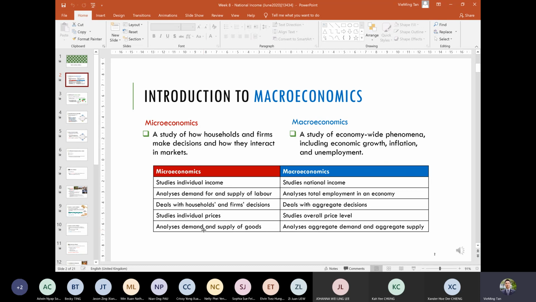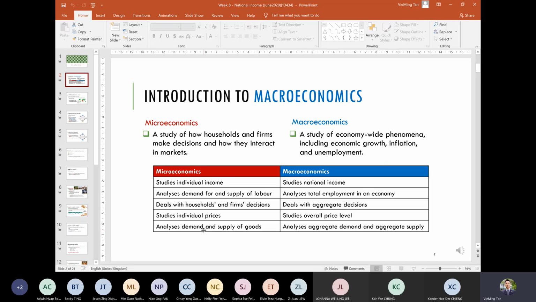Then on the other hand, how about macroeconomics? Macroeconomics would cover the entire country's economy, the entire nation's economy. So we'll focus on studying the whole country's national income. Another example is that we also include total employment. Total employment means the number of people who can get a job in an economy or a nation. Economy here refers to a nation or a country.